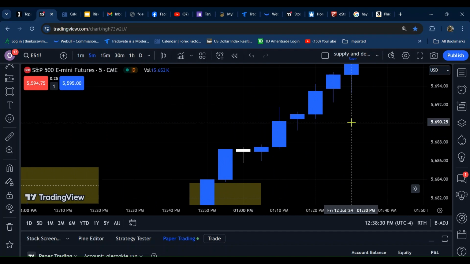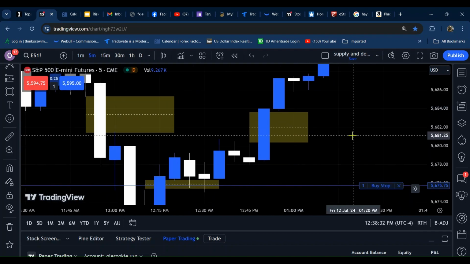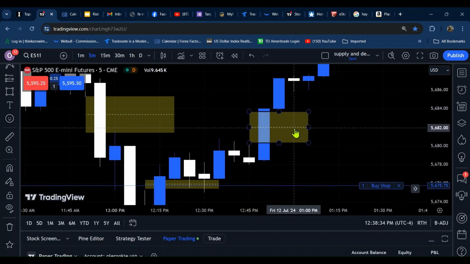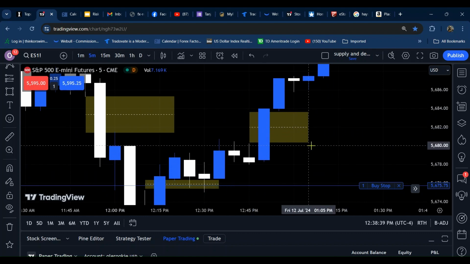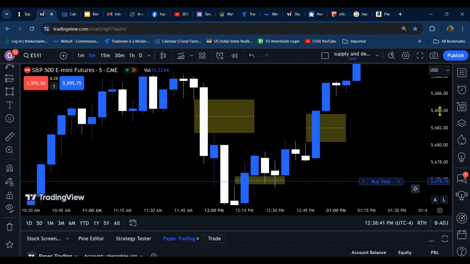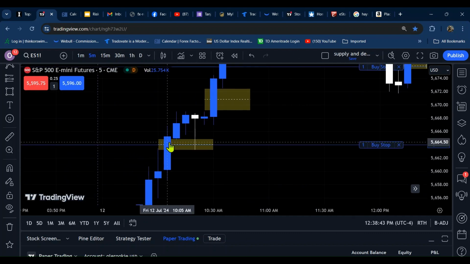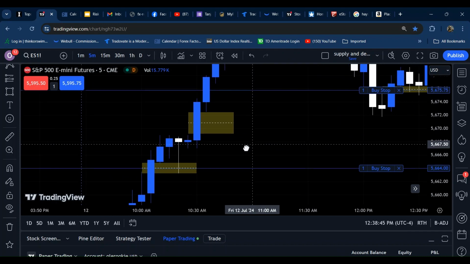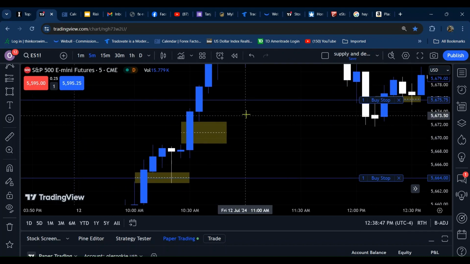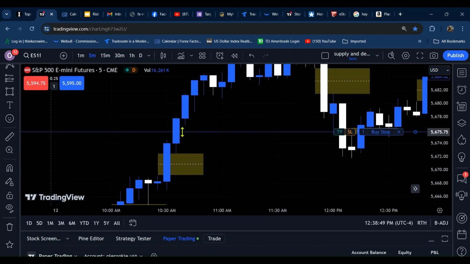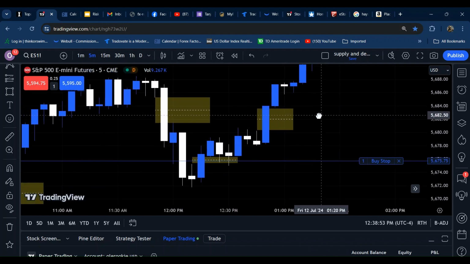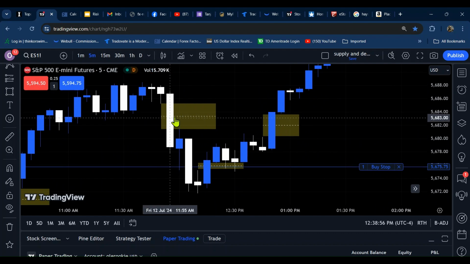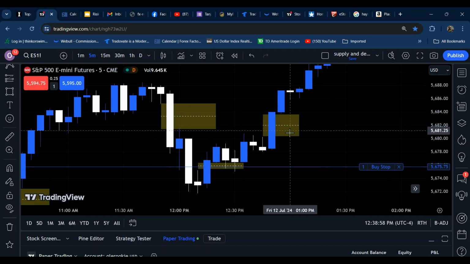Got another one upside there. So any of these, this one you didn't even get an opportunity to join, but this one you did. So there's a little theme there. The very first one here, you had an opportunity to join. This one you didn't. And this one you didn't. It just kept on going. And this is on a 5-minute time frame too. So that price is really zooming up there.